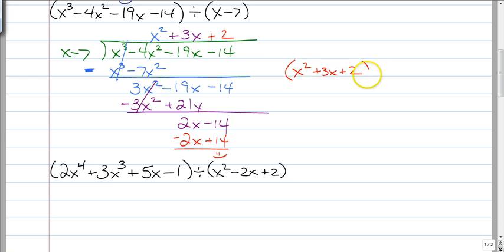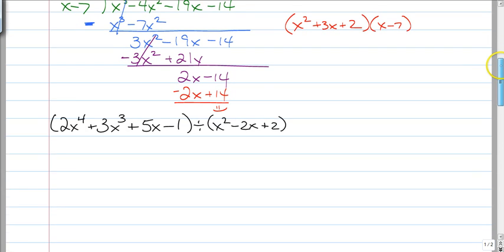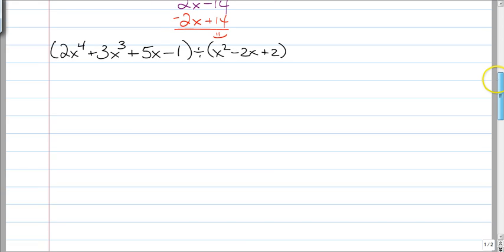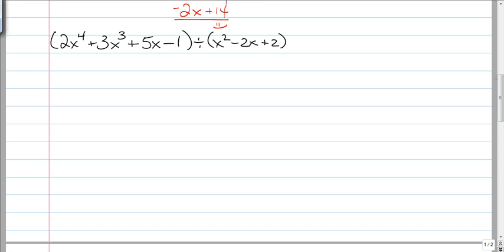And if you were to multiply that by what you divided by, your x minus 7, if you were to FOIL that back out, you would get the x cubed minus 4x squared minus 19x minus 14, which tells you that long division is pretty much a form of factoring. However, we would have to give you one of the terms. Okay, so there are 3 more examples in the notes, but I'm only going to do 1 more. And then we're going to save 2 of the examples for class so we can step through it step by step together again, face to face.